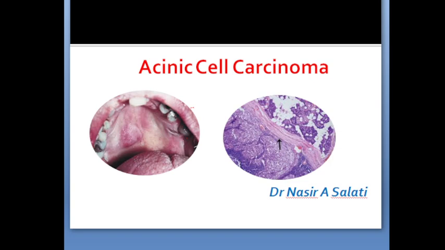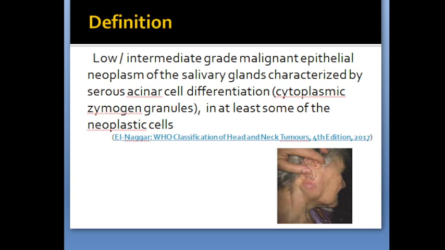Coming to another malignant salivary gland tumor, acinic cell carcinoma. It is defined as a low or intermediate grade malignant epithelial neoplasm of the salivary gland, which is characterized by serous acinar cell differentiation. These serous acinar cells have cytoplasmic zymogen granules. Serous acinar cell differentiation is seen in at least some of the neoplastic cells.